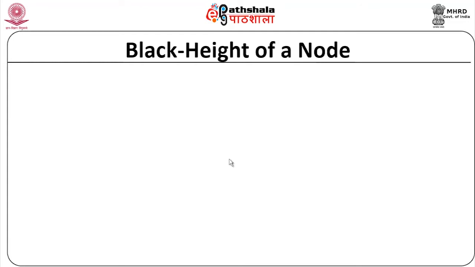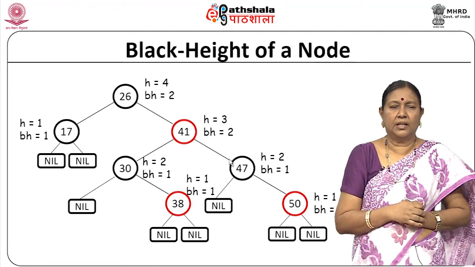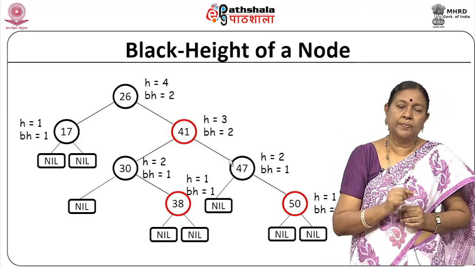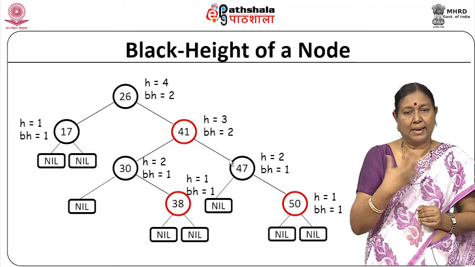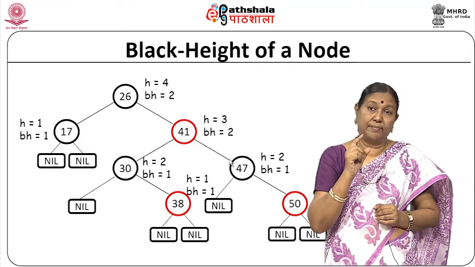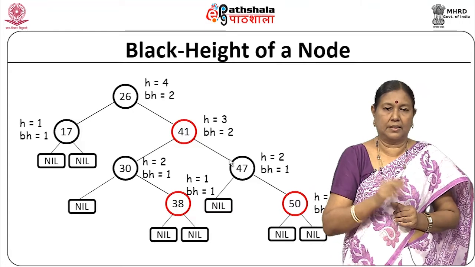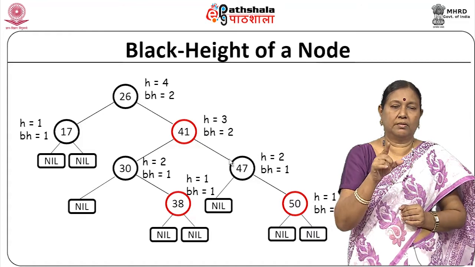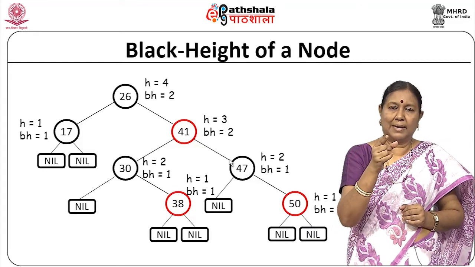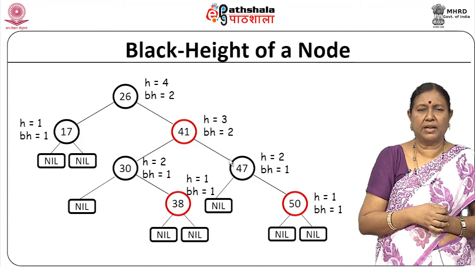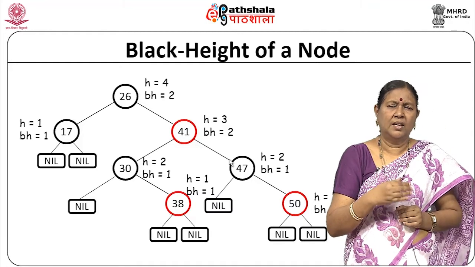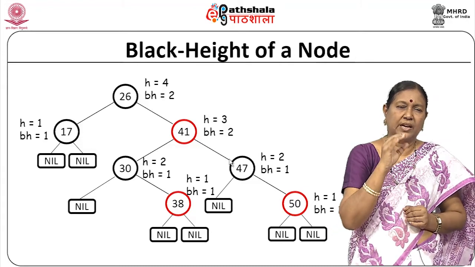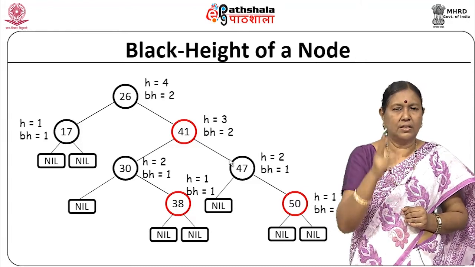Now, let us talk about the black height of a node. Here you have a node. If you take 50, the height is 1, the black height is also 1. Remember, the black height is the number of black nodes there are in the path. Now, if you take 47, you will not count that node. 50 is red. So, you have only one nil node. So, the black height is 1, but the height is 2. Now, if you take 41, you have 47 and nil as the 2 black nodes. So, the black height is 2. If you take 27, you have 47 and nil only. So, the black height is 2.